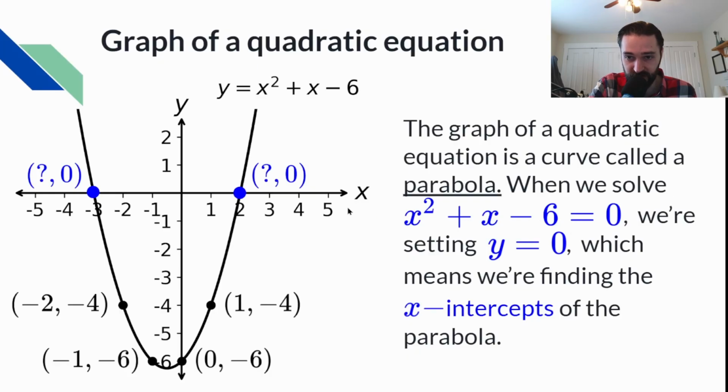So we actually solved this equation already. So we know what the x-intercepts are in this case. It's (-3, 0) and (2, 0). We found those x values already.